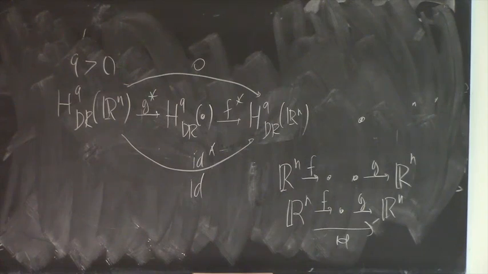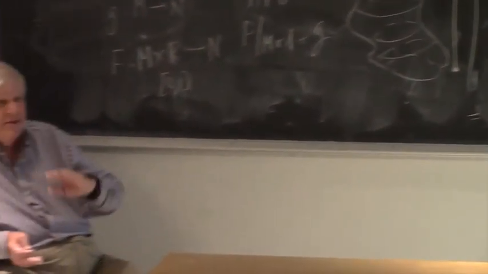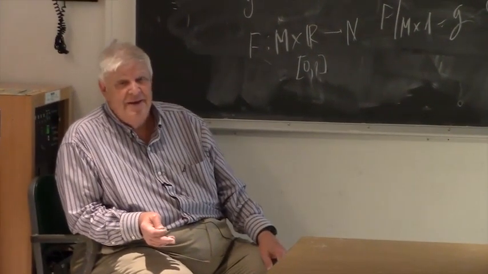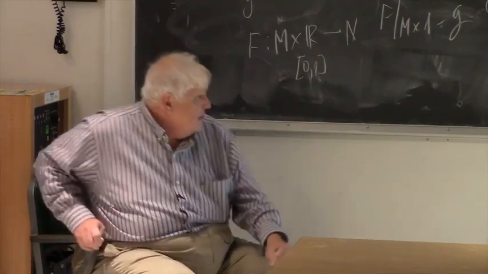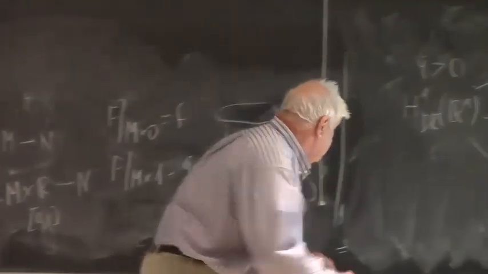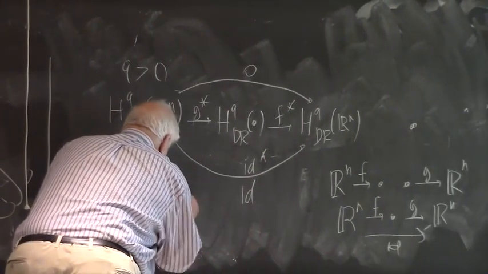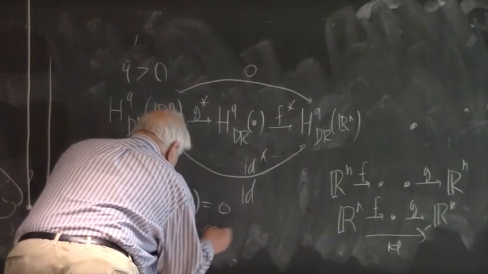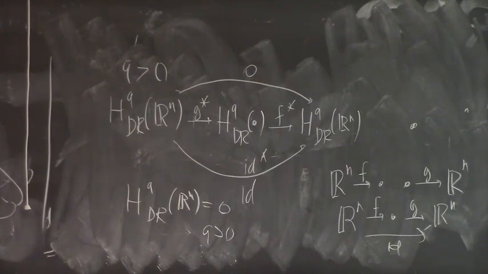If the space is 0, then the 0 map and identity are the same. If the space is not 0, then the identity map is not 0. It takes some vector into a non-zero vector. So from this, it follows that H^q of Rn is 0 for q greater than 0. What does it mean? H^q is 0.